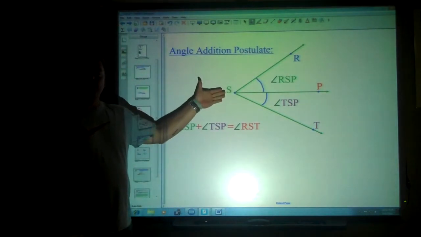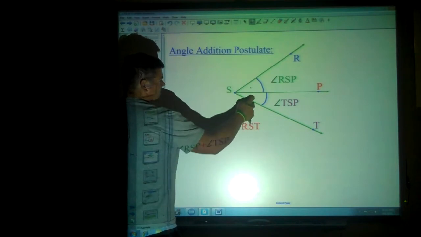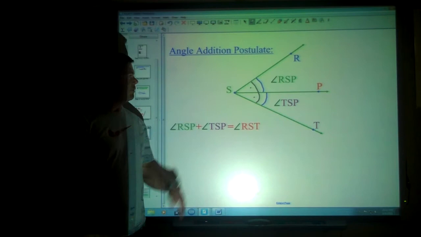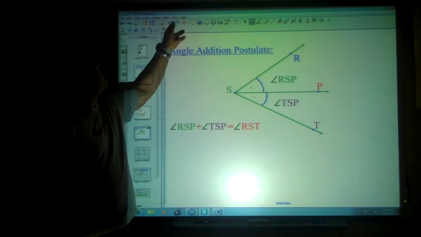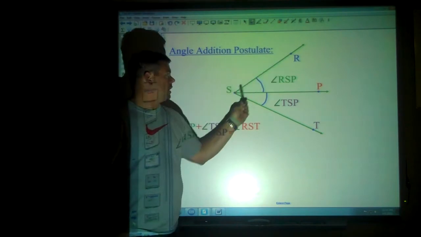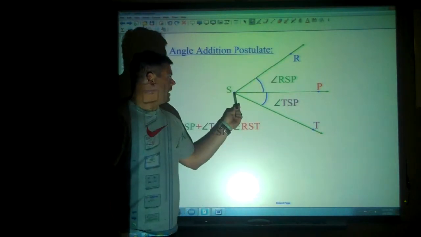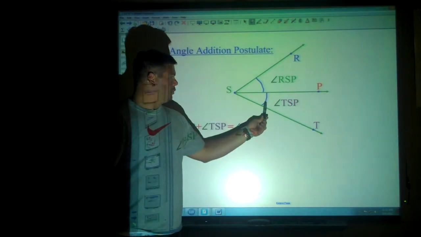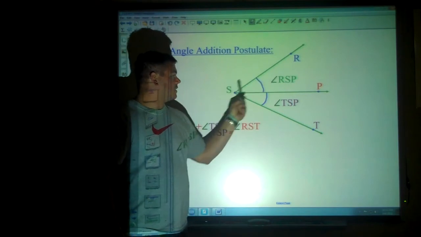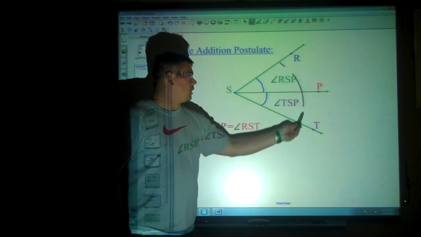I don't want to say angle S, because if I say angle S, am I talking about this one? Am I talking about this one? Am I talking about that one? There's 3 possible angles that are all involving S. So I need to be more descriptive, and that's why we use 3 points. R, S, P. Next is TSP, starting at T, going to S, and finishing at P. That's this blue angle. So together, it would be RST, R to S to T. That angle plus this angle makes the giant angle here.